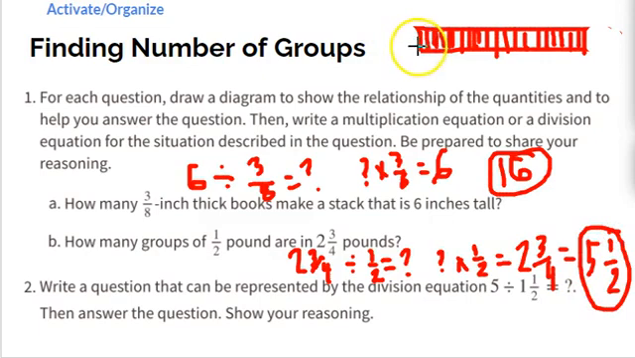How do I know that to be true? Well, if I double 2, that makes 4. If I double 3/4, that gives me 6/4, which gives me another 1 whole and 2/4. So add that 1 to the 4 that I already have, making 5. I've got 2/4 left over, which makes 5 and 1/2.